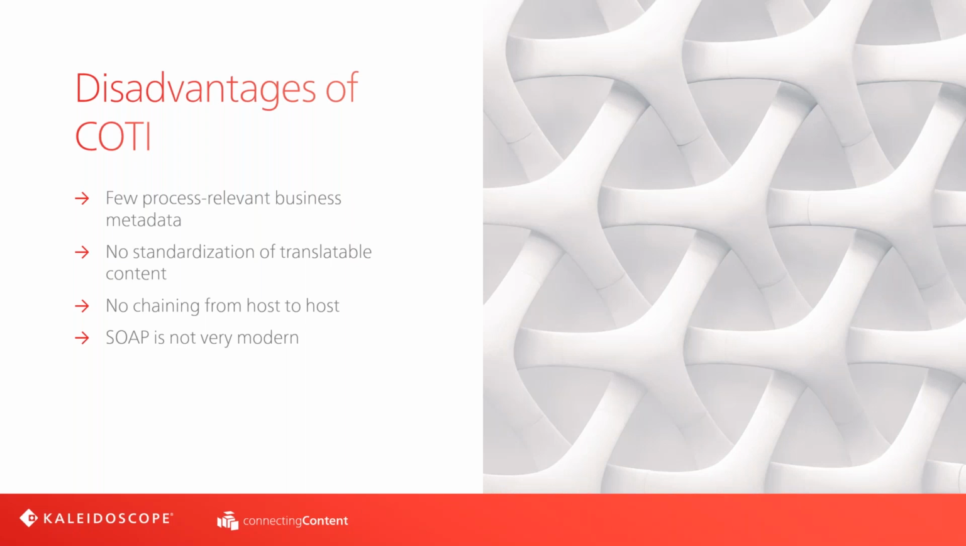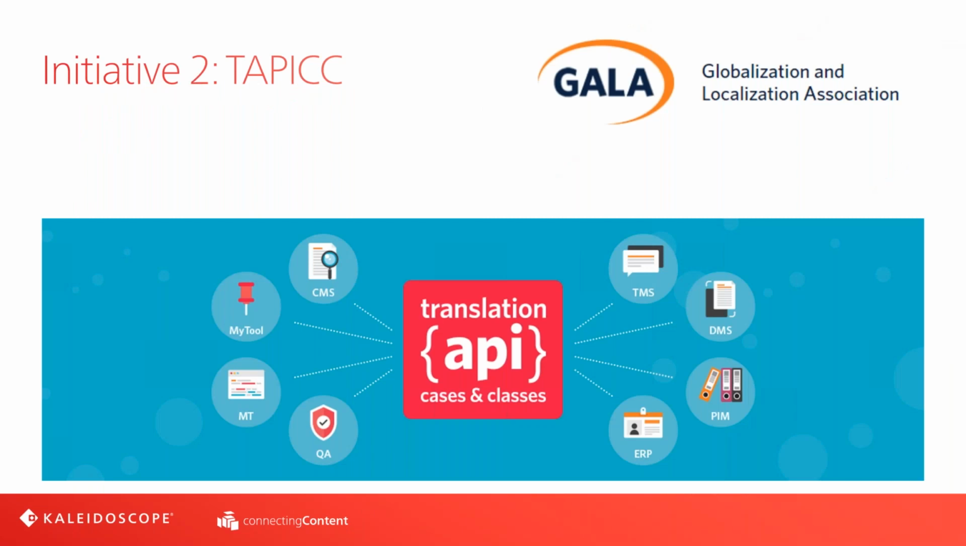And maybe this is more a development problem. It's using the SOAP interface, which is not a very modern interface. It's not what you want to use nowadays if you develop a new web service. So there was a second initiative, or there is a second initiative that was triggered by GALA in cooperation with a few other partners. And it's the TAPICC initiative, Translation API Cases and Classes.